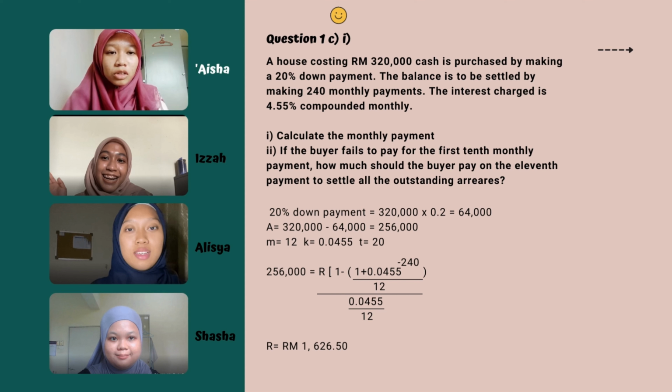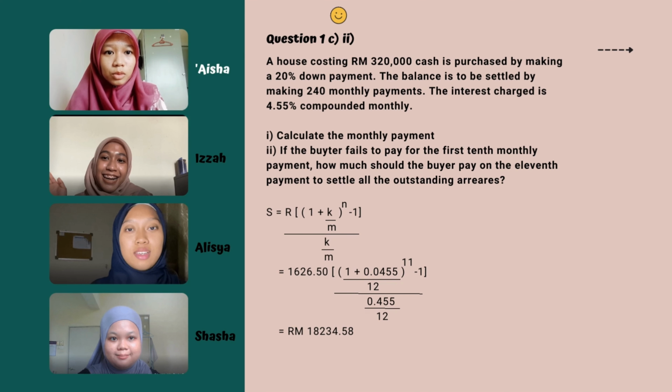We will put all the information into the formula and we will get 256,000 equals R times 1 minus 1 plus 0.0455 over 12 to the power of negative 12 times 20, over 0.0455 over 12. And we get our answer, which is 1,626 ringgit and 50 cents.